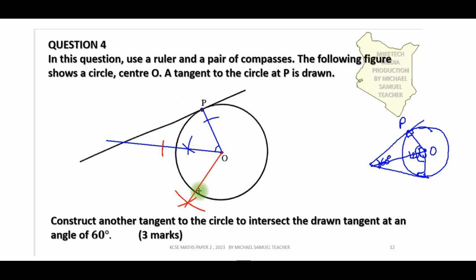So that means the radius meets the circumference of the circle at this particular point, and this is the point from where I'm going to join to the point on the other tangent. So now I'm going to join. So that is it, and we have actually constructed a tangent to the circle such that the drawn tangent is at an angle of 60 degrees. So this angle is 60 degrees.